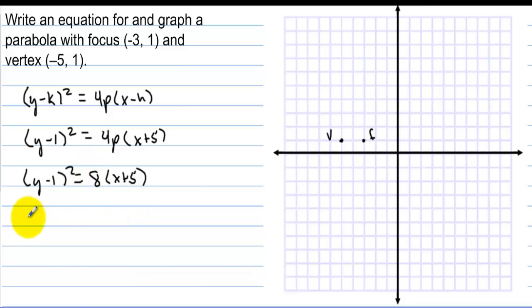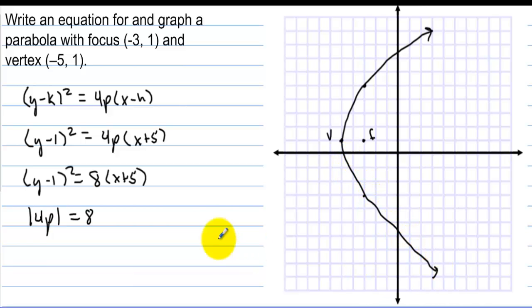Now the latus rectum is the absolute value of 4p, and 4p is sitting right here. That's 8. So that means we go 4 up and 4 down. 1, 2, 3, 4 up, and 1, 2, 3, 4 down through the focus. And then we kind of just graph what we might think the parabola looks like.